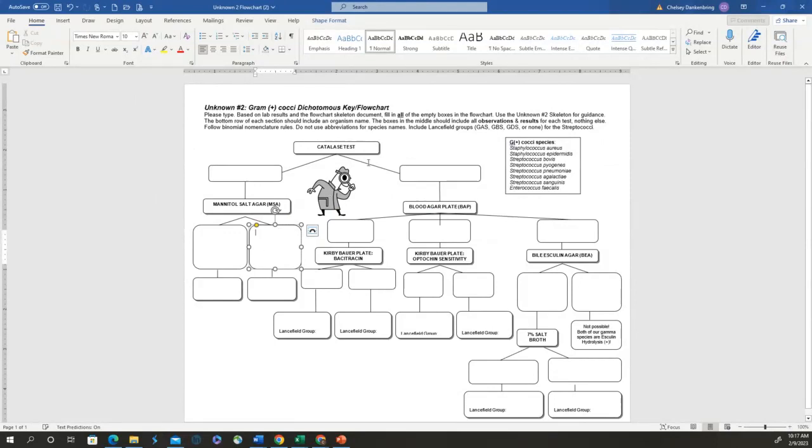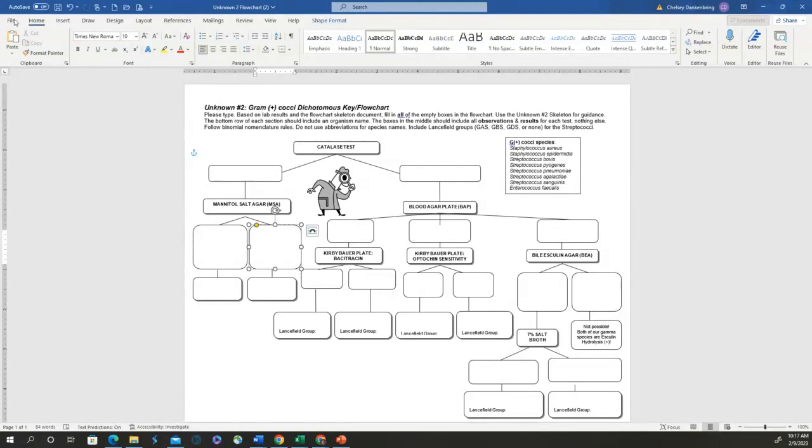So notice that on this flowchart, some of it is already filled in for you, okay? We have our catalase test, we have the mannitol salt agar, blood agar plates, so on and so forth. This is all of the media that we discuss in Lab Unit 2. So as you're watching Lab Unit 2, you're going to learn about the catalase test, and you're going to learn that it allows us to differentiate our 8 unknown organisms into 2 different groups. So that's what you put here, okay? And as you can see in the directions, you're basically filling in all these blank boxes with different information. But how do you know what information to put in there?